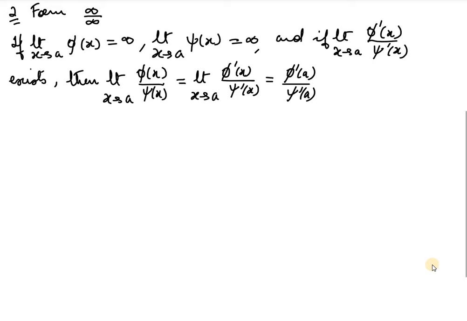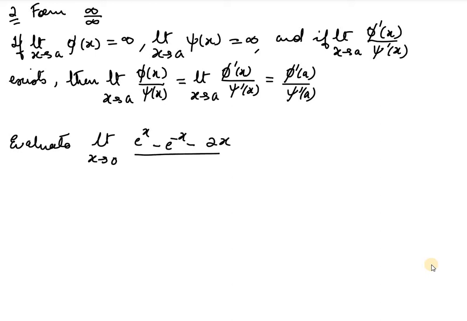Here you can write: evaluate the limit as x tends to 0 of e to the power x minus e to the power minus x minus 2x, whole thing divided by x minus sin x. You can see this function is of the form phi x by psi x, where phi x is e to the power x minus e to the power minus x minus 2x, and psi x is x minus sin x. So how to evaluate this one? By using that L'Hopital rule.